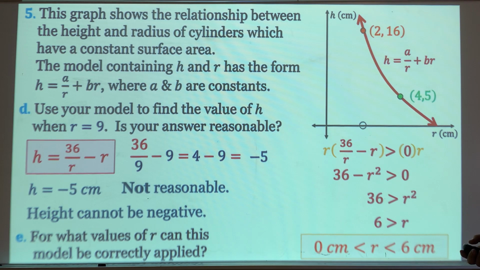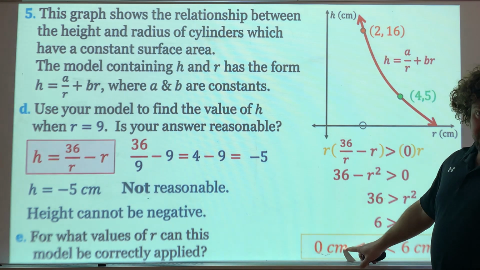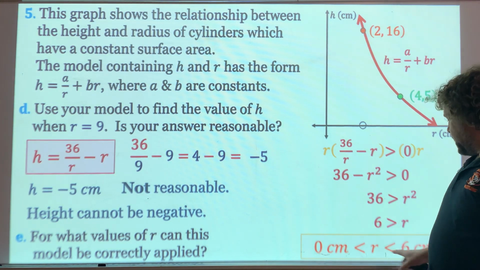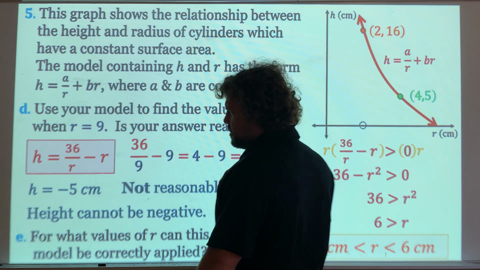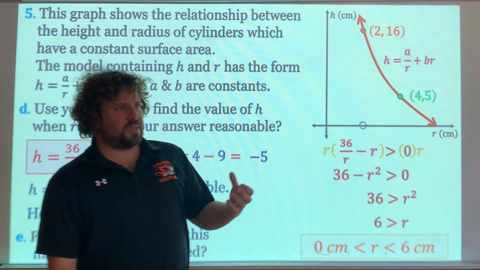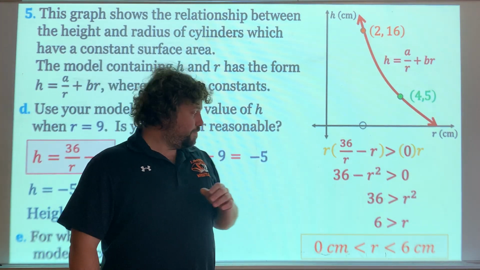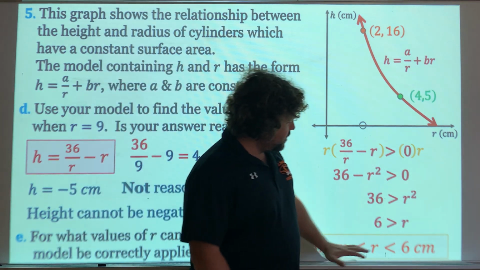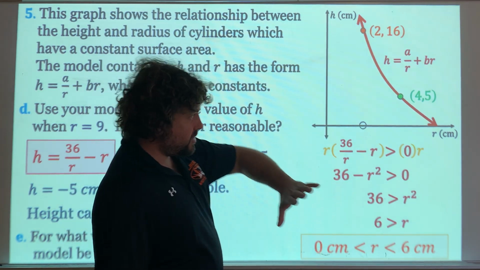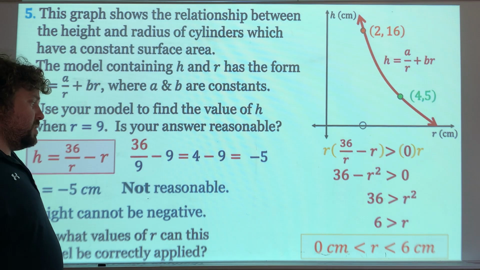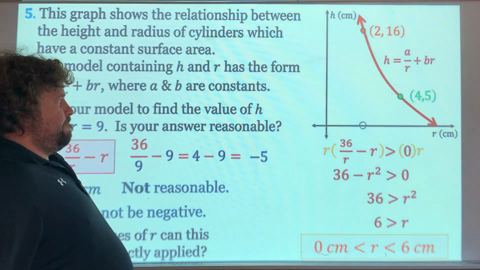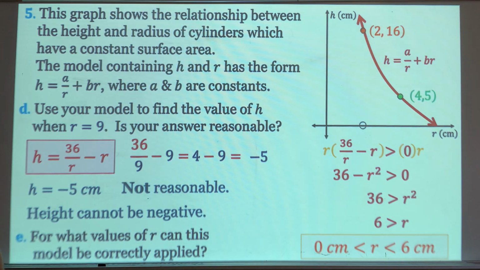So what this tells us is our radius has to be bigger than 0, all right, obviously, and it has to be less than 6. The reason you want to do positive or negative 6 is you can't have a negative height. So it has to be between 0 and 6 centimeters. Can't be 6 centimeters because then your height would be 0. Can't be 0 because then it'd be undefined. Right?